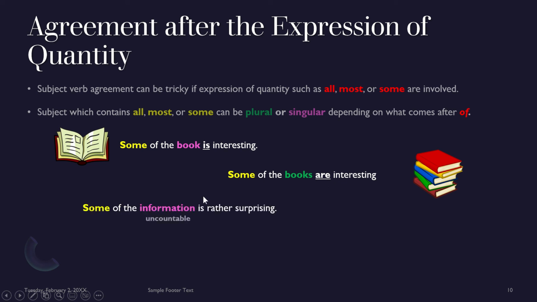Or, some of the information is rather surprising. The word information is an uncountable noun. Therefore, it must be considered singular. Hence, the verb is singular as well. That is it.